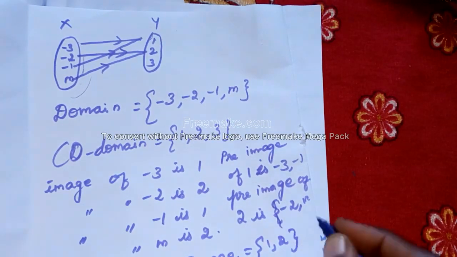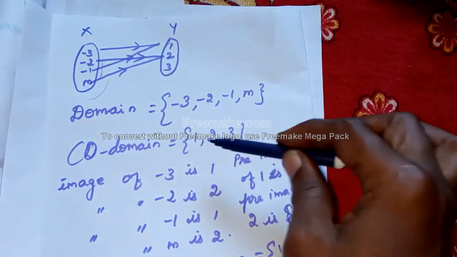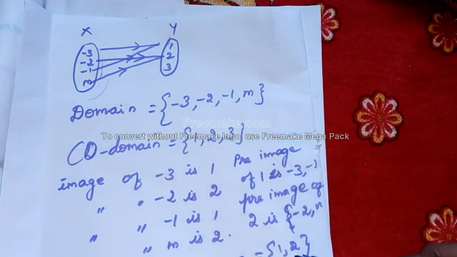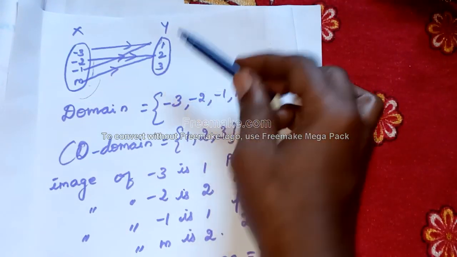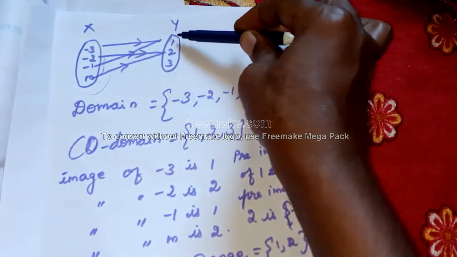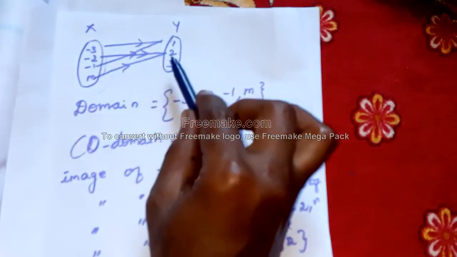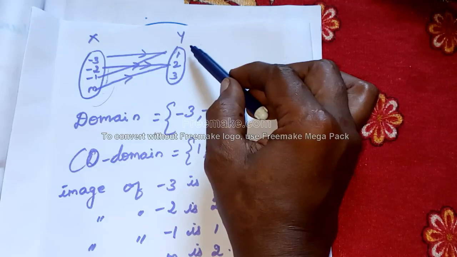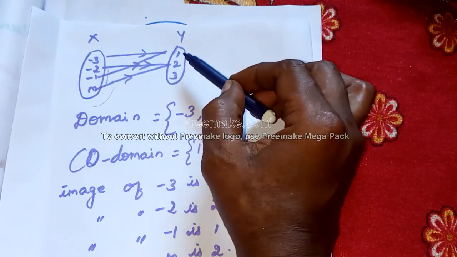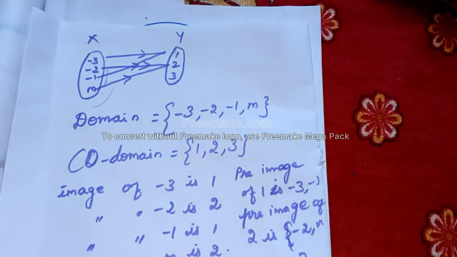All the images together are called which one? Range. Clear? This 3 is in the set Y, but it is not in the range. Why is it not in the range? This 3 does not have a pre-image. What are the elements in Y having a pre-image only? Range. The elements that do not have a pre-image are not in the range. Clear students? Okay.